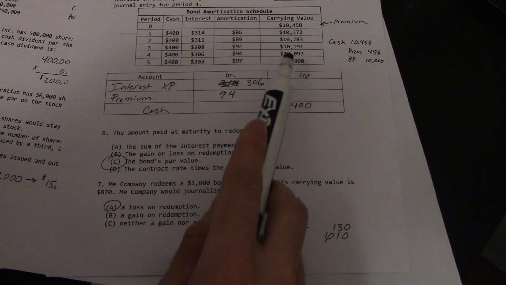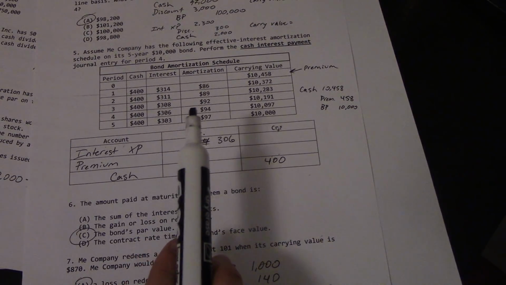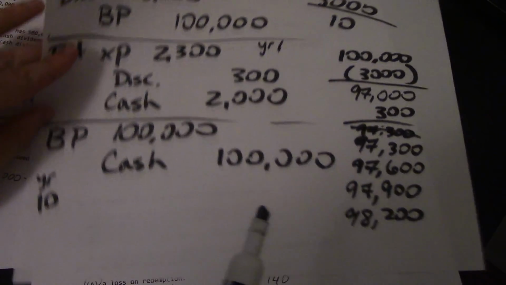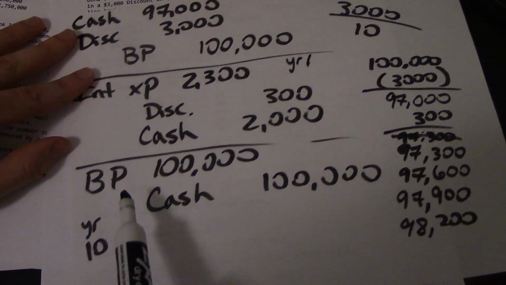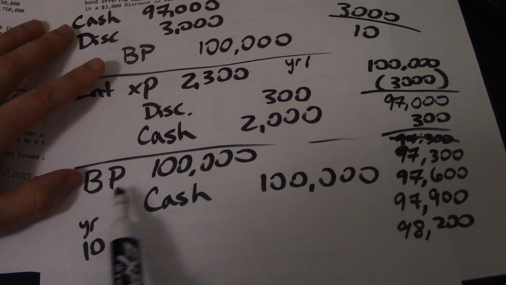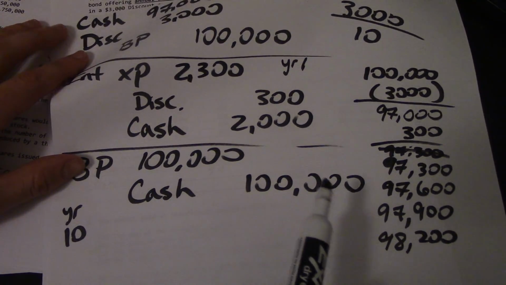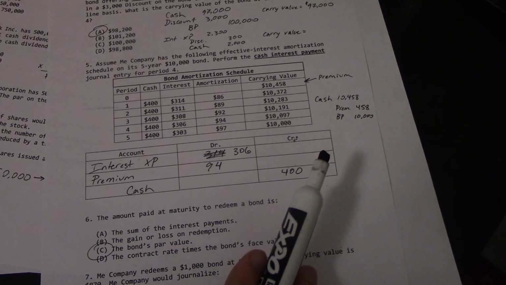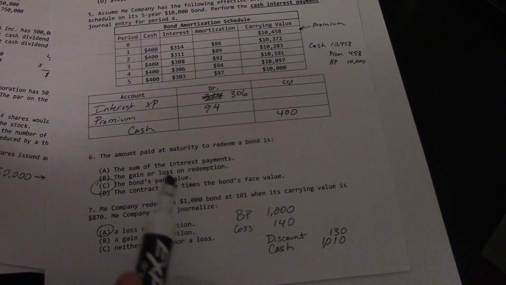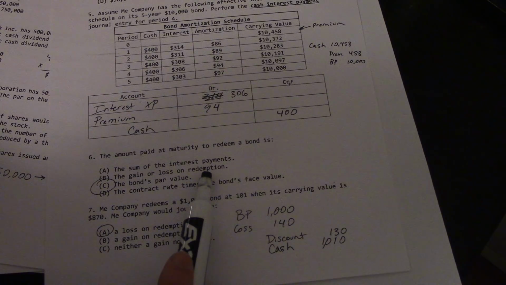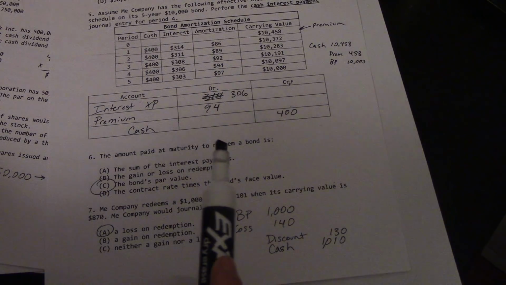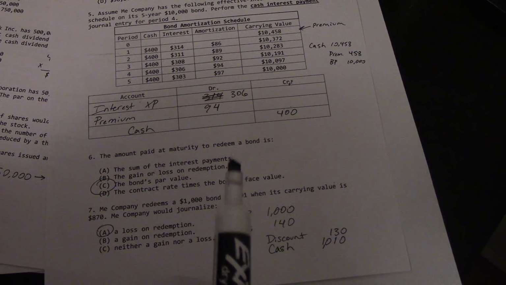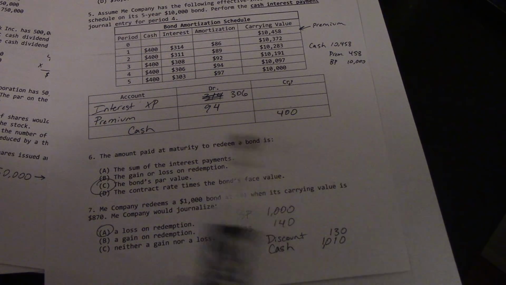So at maturity, at the very end of the bond's life, like number 4, I believe, we made a journal entry for debit for bonds payable for 100,000, credit to cash for 100,000. This is on the redemption at maturity. So the amount paid is the gain or loss on the redemption. No, there's no gain or loss on the redemption at the maturity. There might be a gain before the maturity, or might be a loss before the maturity.